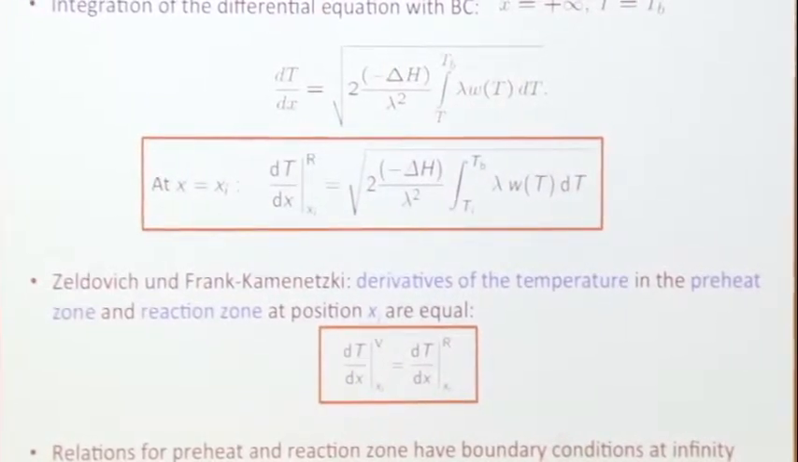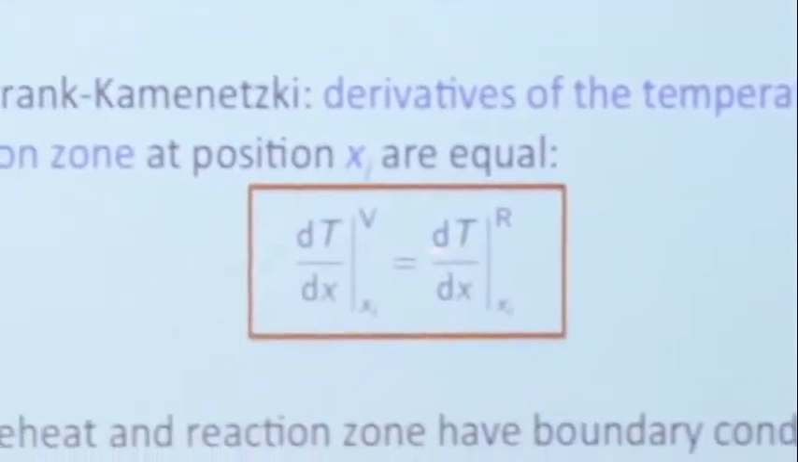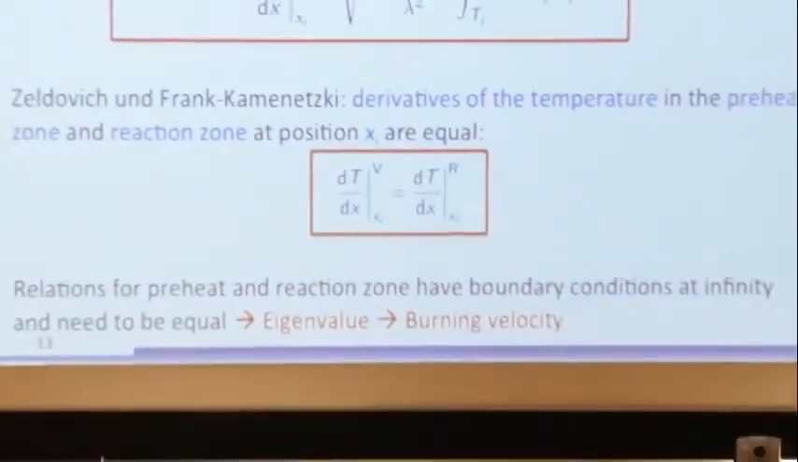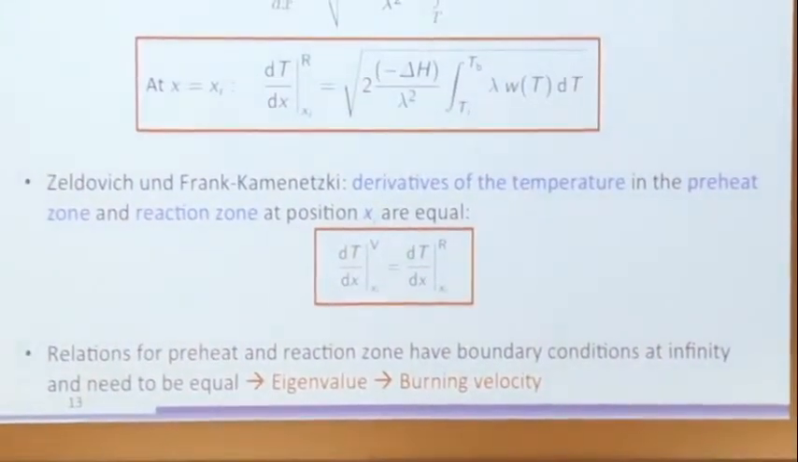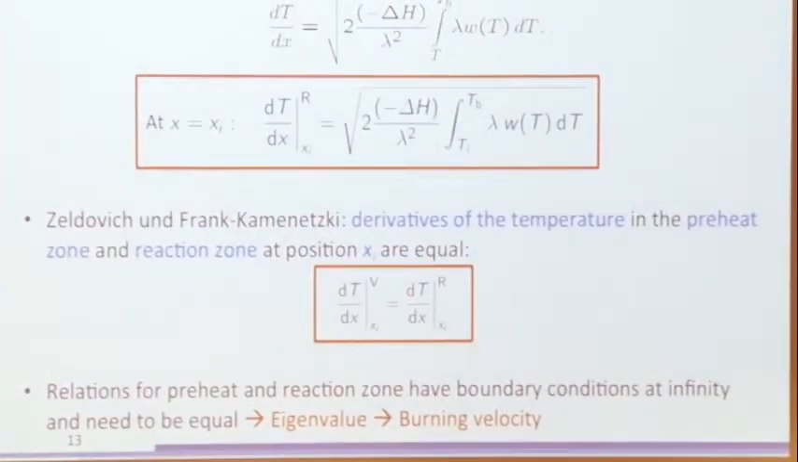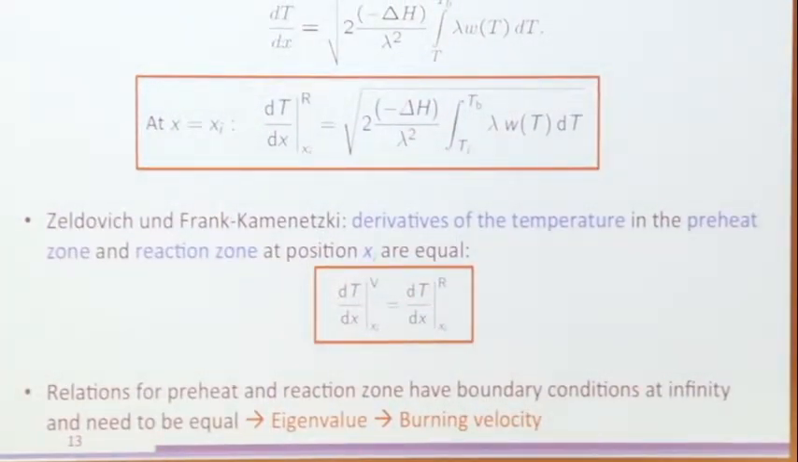This kind of overdetermines the system. Always, when you have an overdetermined system, it leads to an eigenvalue problem. There must be one parameter in the system that you have to adjust such that this condition is true. So these two have to be the same, and that gives you a condition. That is an overdetermination, or it leads to some parameter that has to have a special value so that this is true, and that is the burning velocity.